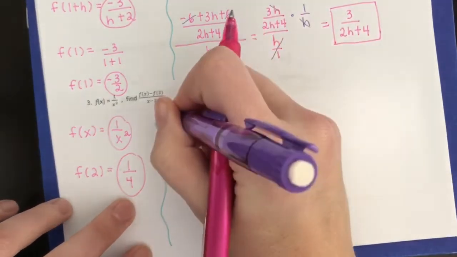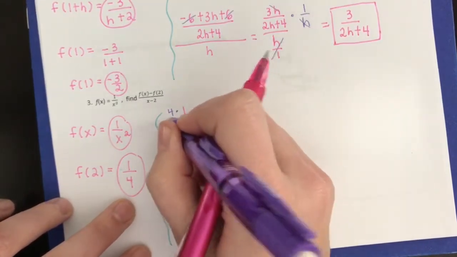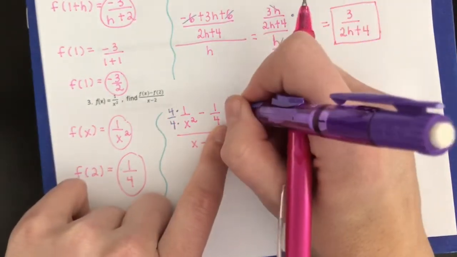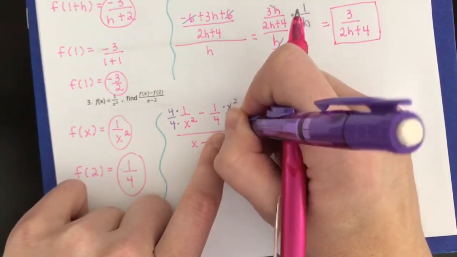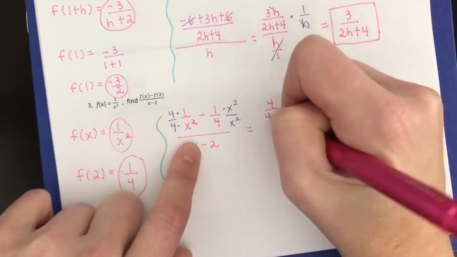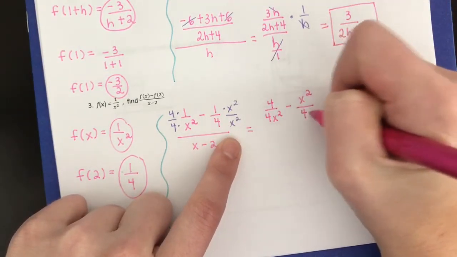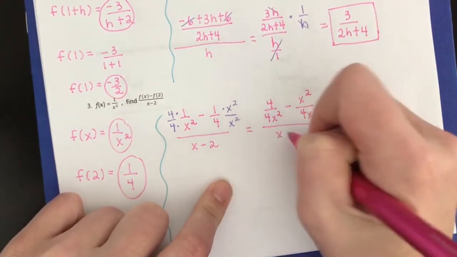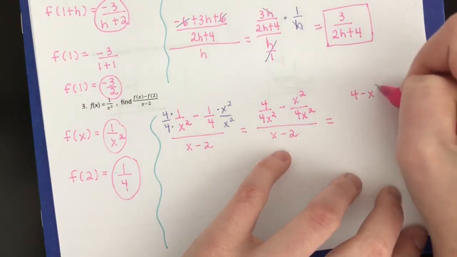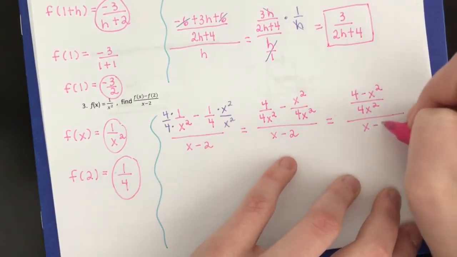So again, we must get a common denominator in the numerator. Here, in this numerator, we must get a common denominator between these two fractions. So multiply by 4 over 4 on this fraction, multiply by x squared over x squared in this fraction. And so we would have 4 over 4x squared minus x squared over 4x squared all over x minus 2. So in other words, we have 4 minus x squared all over 4x squared all over x minus 2.